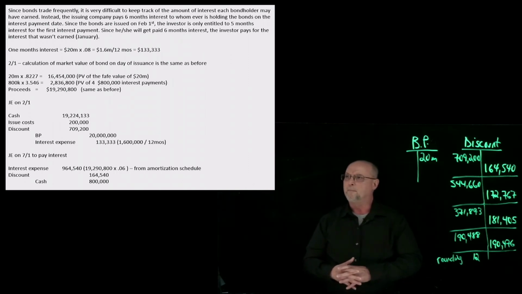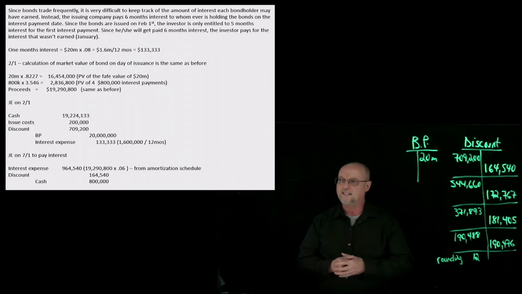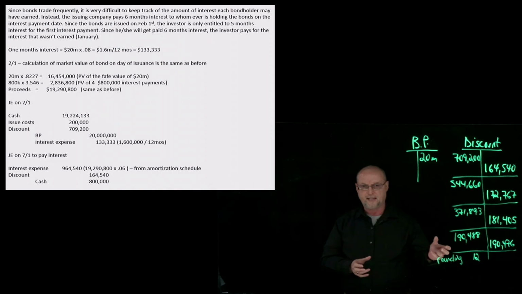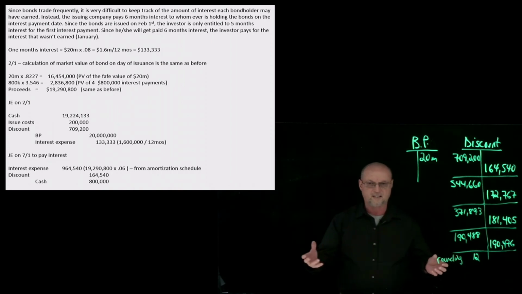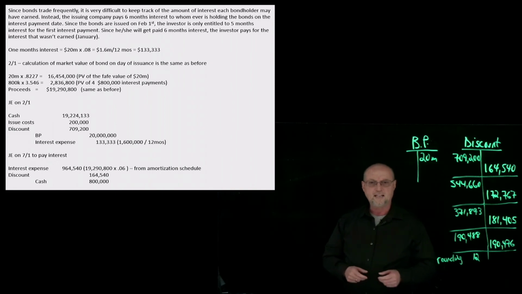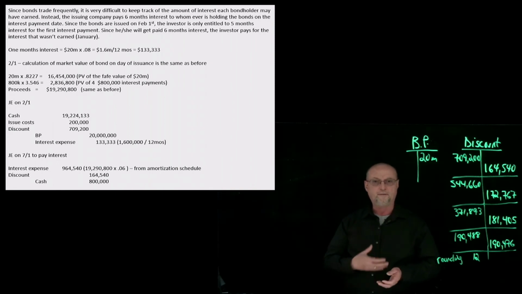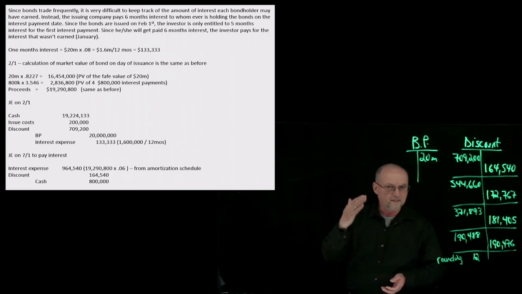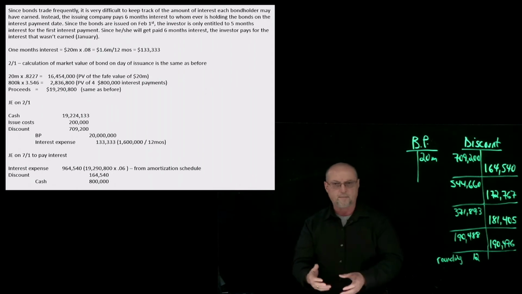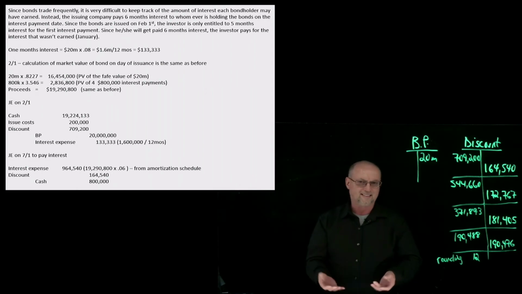All right, bonds trade frequently, just like stocks. Okay, it's difficult to keep track of how much interest somebody earned if they owned the bond for 12 days or 6 hours or 3.5 months. They don't bother doing that. What they do is they're going to cut a check for 6 months interest to whoever owns the bonds on the interest payment date. Now that doesn't mean you can buy the bonds on June 30th and then get 6 months interest. That's not how it works.